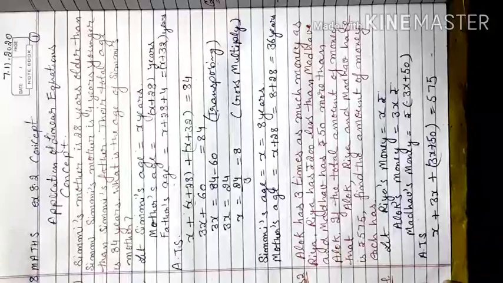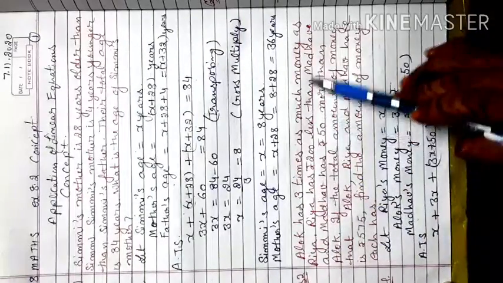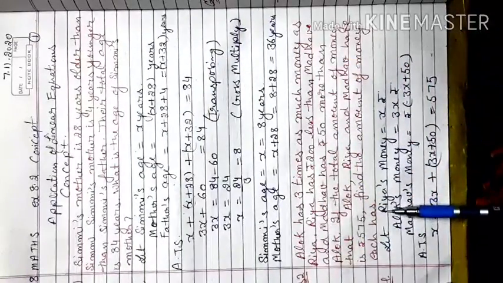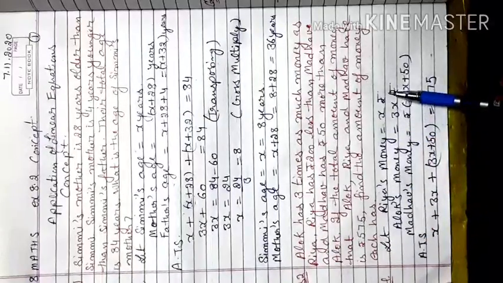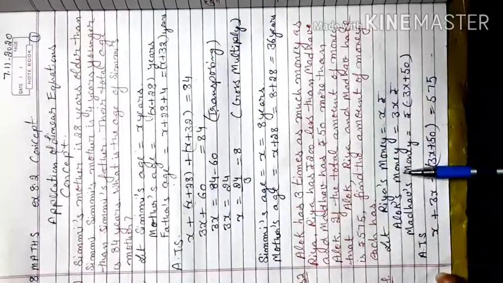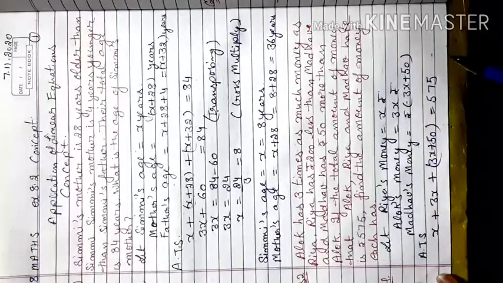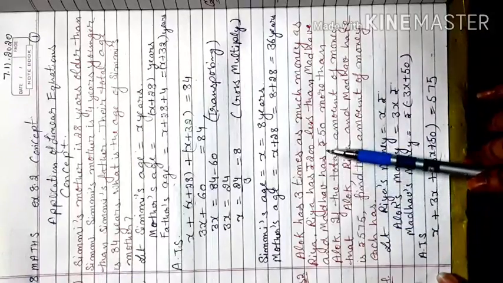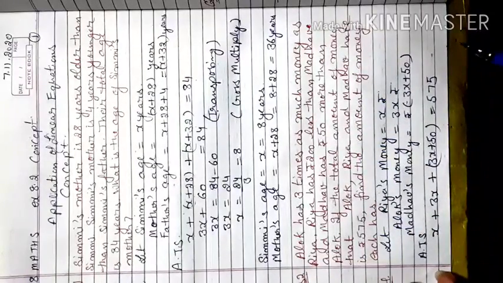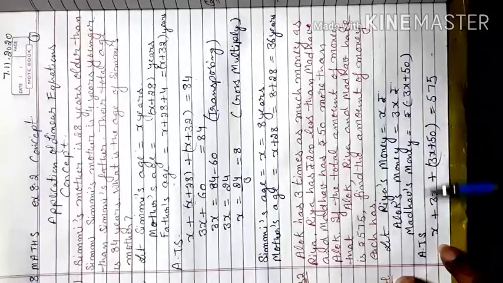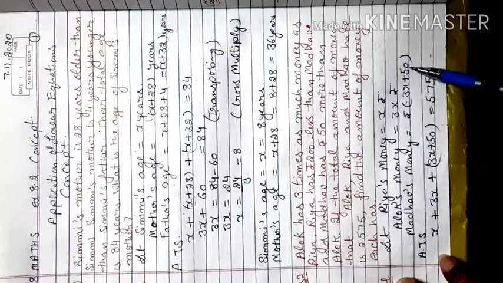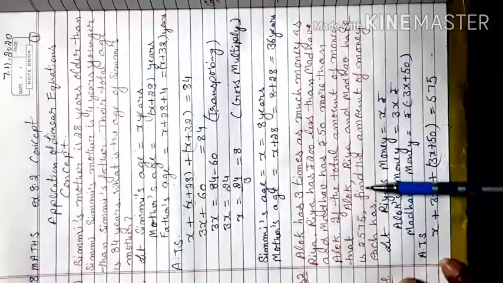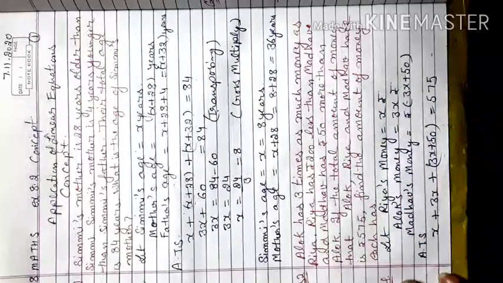Next, the second question of your assignment is: Alok has 3 times as much money as Ria. If we consider Ria's money as x, then according to the statement, Alok's money is 3 times Ria's money. Ria has 200 rupees less than Madhav, and Madhav has 50 rupees more than Alok. Madhav's money is 50 rupees more than Alok's, and it is 200 rupees more than Ria's, so among these two we consider any one statement.